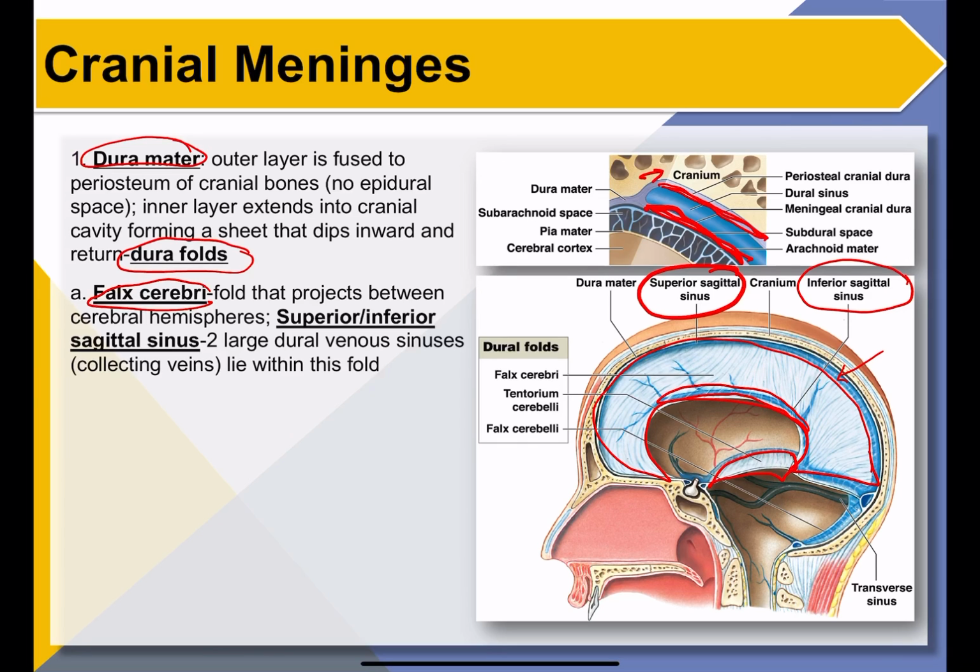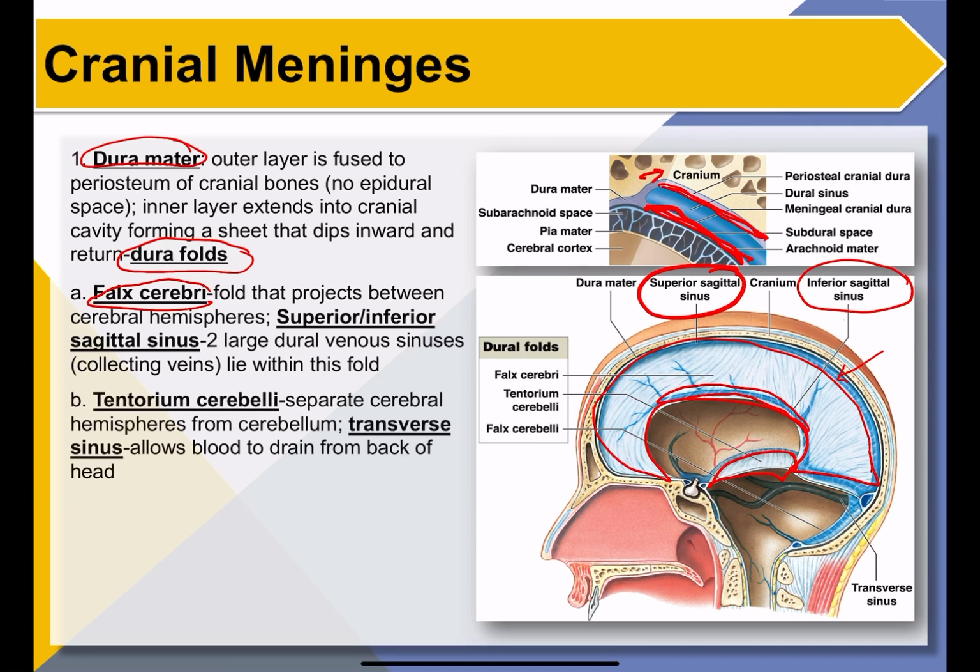And if you remember, cutting the brain in half is called the sagittal section. So we're looking at this dura fold that goes into that sagittal section. That's why it's called the sagittal sinus. Sinus because it's an empty space for fluid to travel into, and superior means on top, inferior means on the bottom. It's pretty straightforward.